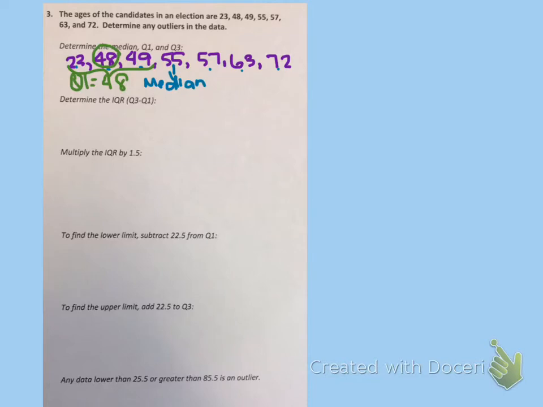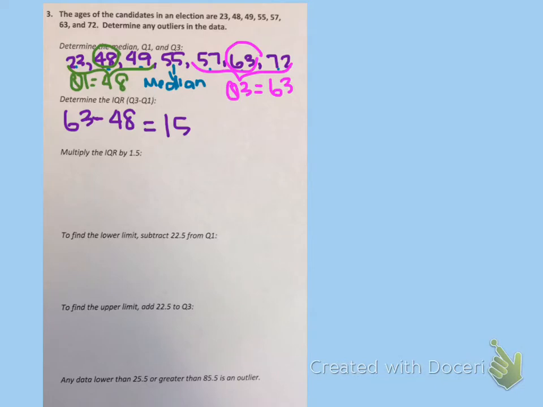Now we need to find Q3, the third quartile. We look at all the numbers to the right of the median, all the numbers that are greater. I see 57, 63, and 72. That's three numbers. The one in the middle is Q3, so Q3 is 63. Great, we've done the first step. Now we need to find the IQR, which is simply Q3 minus Q1. So we do 63 minus 48, and that equals 15.